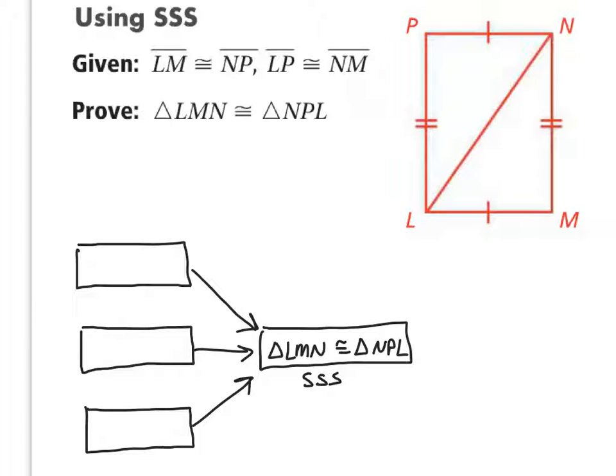You can't do that with a two-column proof. Okay? You can't just fill in the final statements and reasons. Okay? But we can with a flow proof.